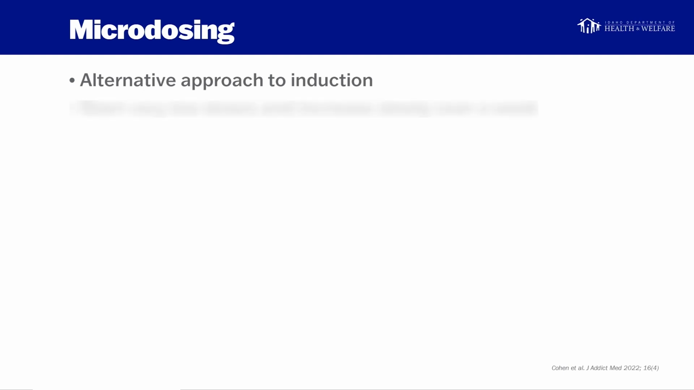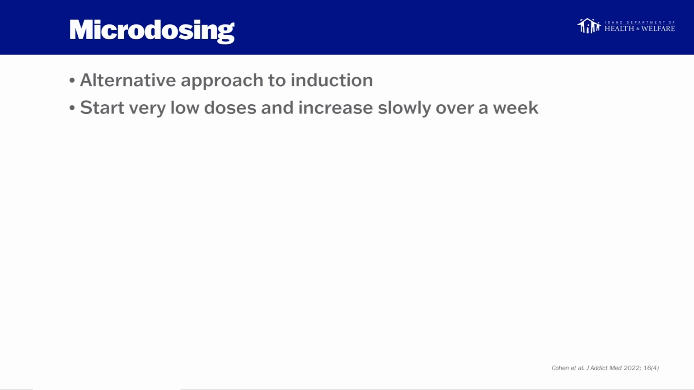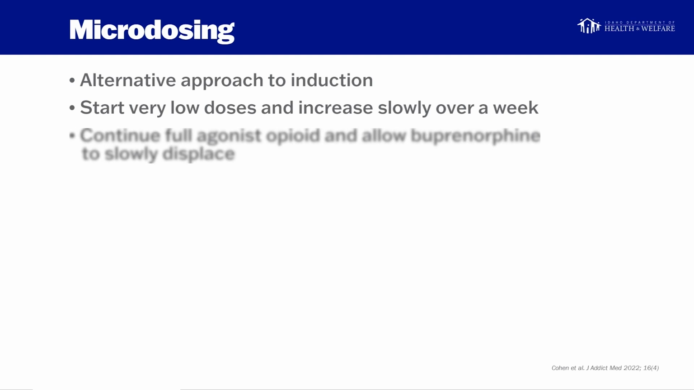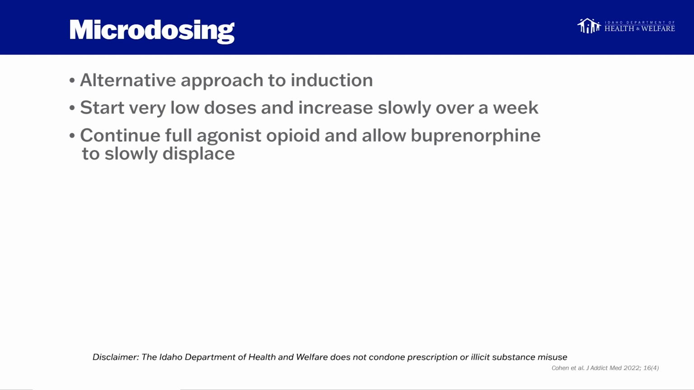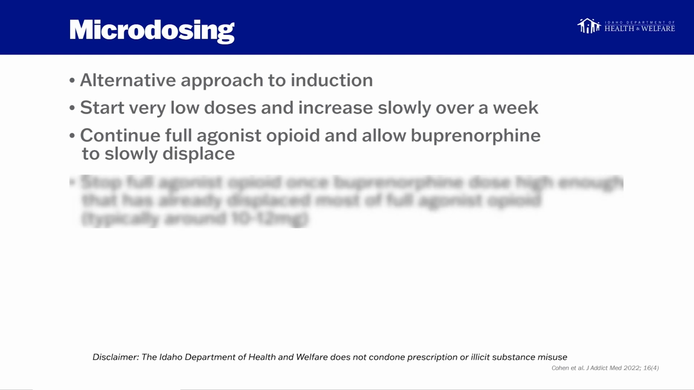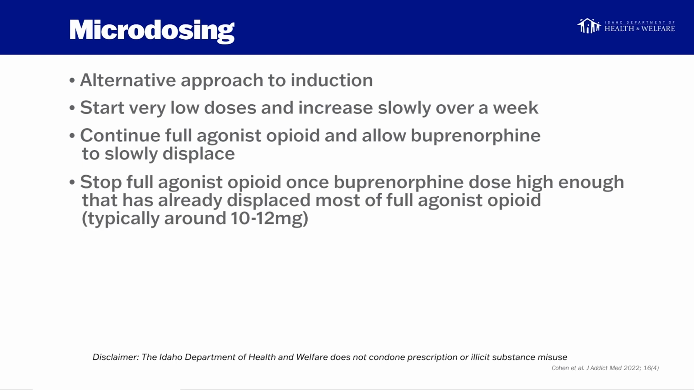With microdosing, you start with very low doses, and you slowly over the course of the week push up the buprenorphine dose. During that time, you actually continue the full agonist opioid, whether that's heroin that they're buying, they could continue with their regular schedule, or maybe it's a pain medication that they have had prescribed. They continue to take that. And then when you get to a dose of around 10 to 12 milligrams of buprenorphine, they can just stop it. Because at that point, you've pushed up the buprenorphine dose high enough that it has replaced enough of that full agonist opioid that it should be fine just to stop the full agonist opioid.